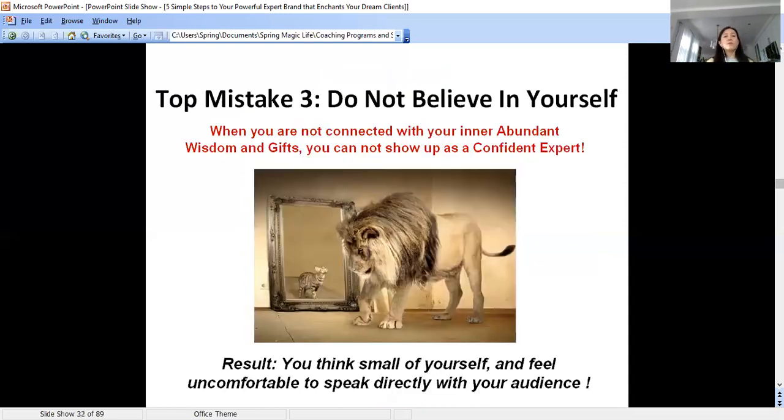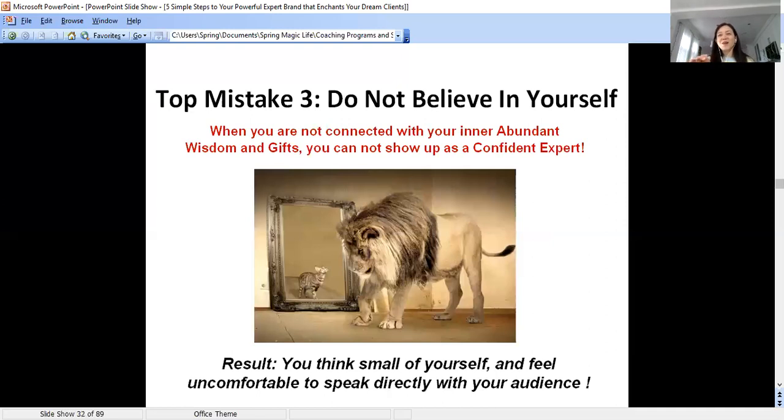Now we get to the top mistake 3. Do not believe in yourself. Almost, this is like a disease, I think. Almost everyone, to some extent, little or much, has this disease of not believing in yourself. Even though I believe in myself so much, I should say over 90% of the time, I believe in myself.